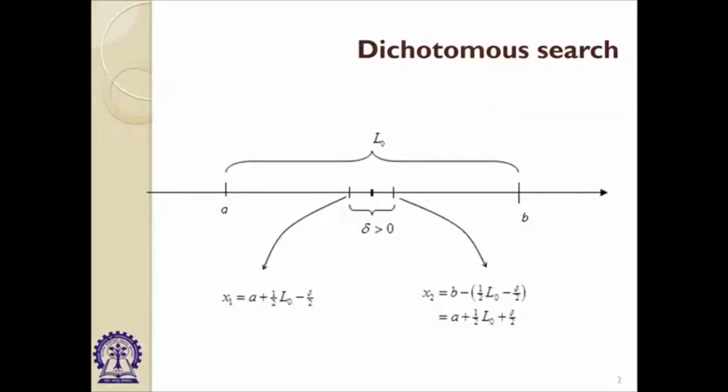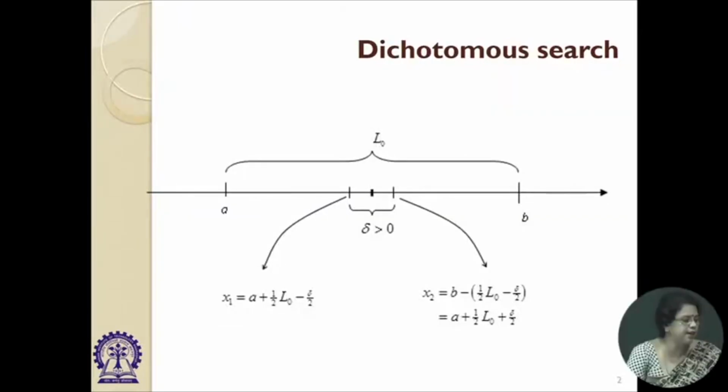That means we need to know that within the initial interval of uncertainty, the function must be unimodal. There must be one maxima or one minima within that interval. There is no other. Okay, then only this methodology works. Just look at the picture. Here the initial interval has been given as a to b and the length has been symbolized as L0.